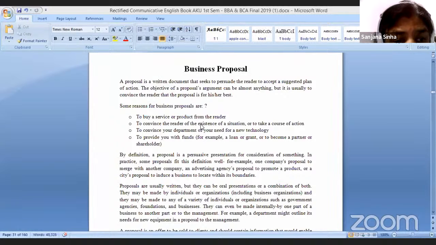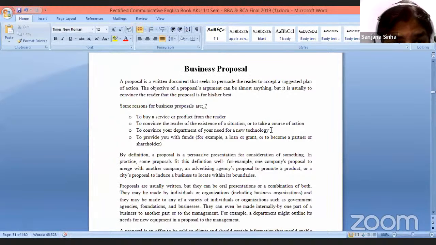To convince your department or your need for a new technology. You can write a proposal. All these are internal. To convince your department of your need for a new technology. To provide you with funds, for example, loan or grant, or to become a partner or shareholder.